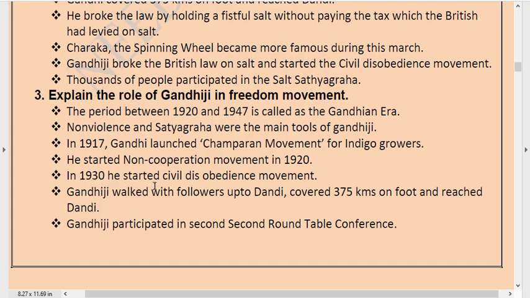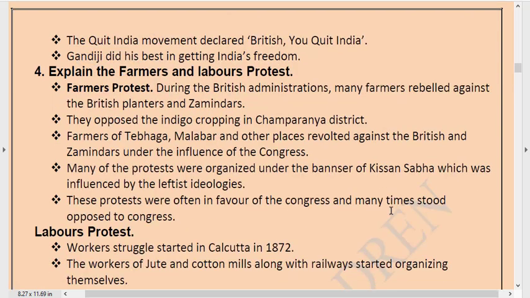In 1930, he started the civil disobedience movement. Gandhiji walked with followers up to Dandi, covered 375 kilometers on foot and reached Dandi. Gandhiji participated in the second round table conference. The Quit India movement declared: British, you quit India. Gandhiji did his best in getting India's freedom.